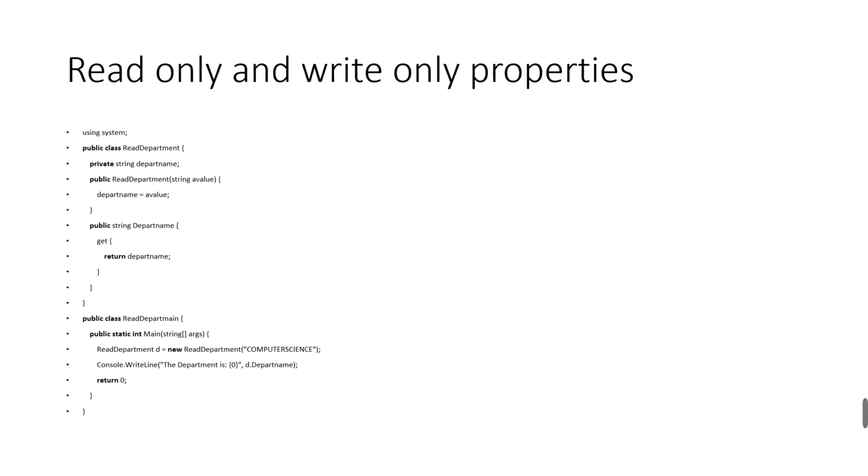So this is the general definition of encapsulation. Now we have two types of properties, read only and write only. With read only, we can define only read only properties, right? And with write only, we can only write to the variables.